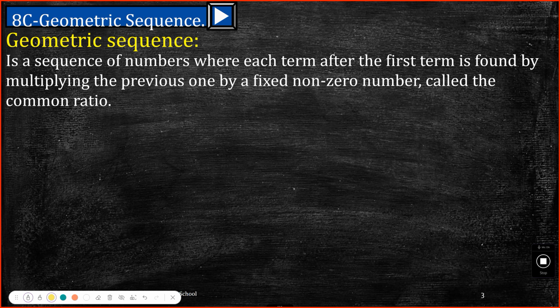A geometric sequence is a sequence of numbers where each term after the first term is found by multiplying the previous one by a fixed non-zero number called the common ratio. So this is how math builds on itself. It is really the exponential function written in a different way.